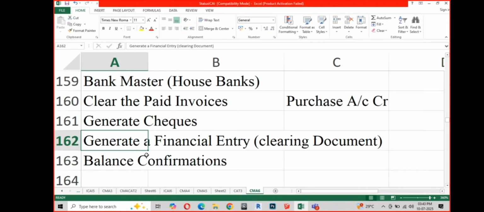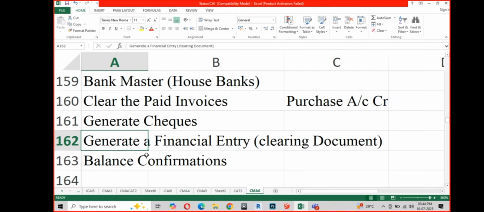Balance confirmations. It should also be in a position to generate a report where I check my outstanding with my vendors. Same thing I do with my customers also. I send my customers the information that this amount is due from your end. This is what my reports are showing. Do we both agree? So this process is called balance confirmations.